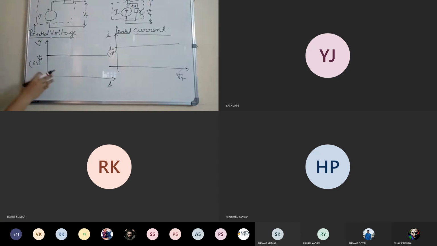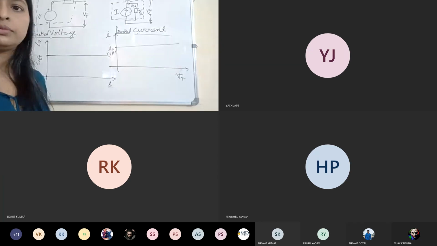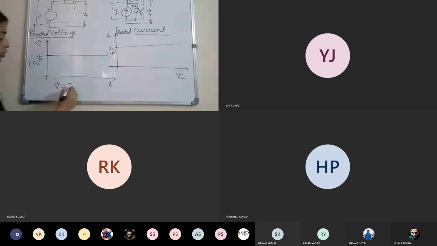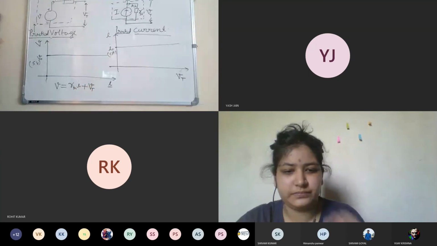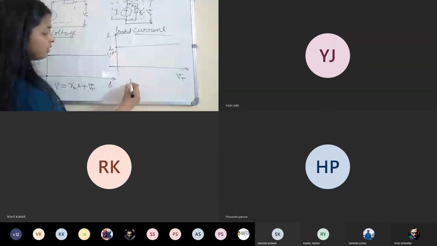Now, what happens in the case of characteristics? When we talk about ideal, this is the ideal. For the practical circuit, can we apply Kirchhoff's voltage law? A simple equation for this circuit. Yes, we can apply. See here, V is equal to what? I is flowing, so Rin I plus VT. This is my equation. For this case, yes, I can write the equation.